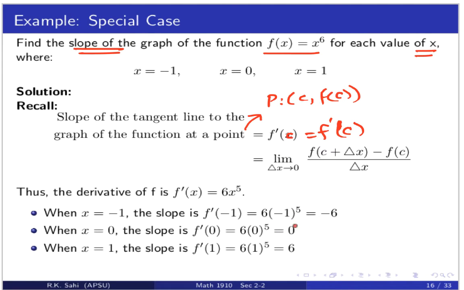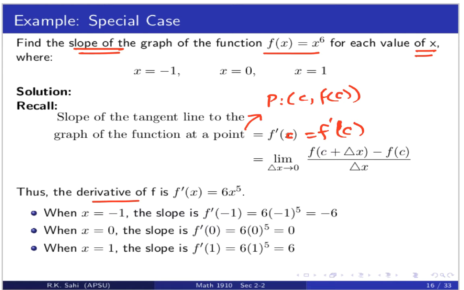Okay, and so the first thing is we find the derivative. Anytime you're given a problem, just do the normal differential of the function. f prime of x is 6x to the power 5. Now we want to find the slope for different x values. That means when x is minus 1, the slope is what? f prime of minus 1, which is basically minus 6. When x is 0, the slope is f prime of 0, 6 times 0 is 0. And when x is 1, the slope is 6.